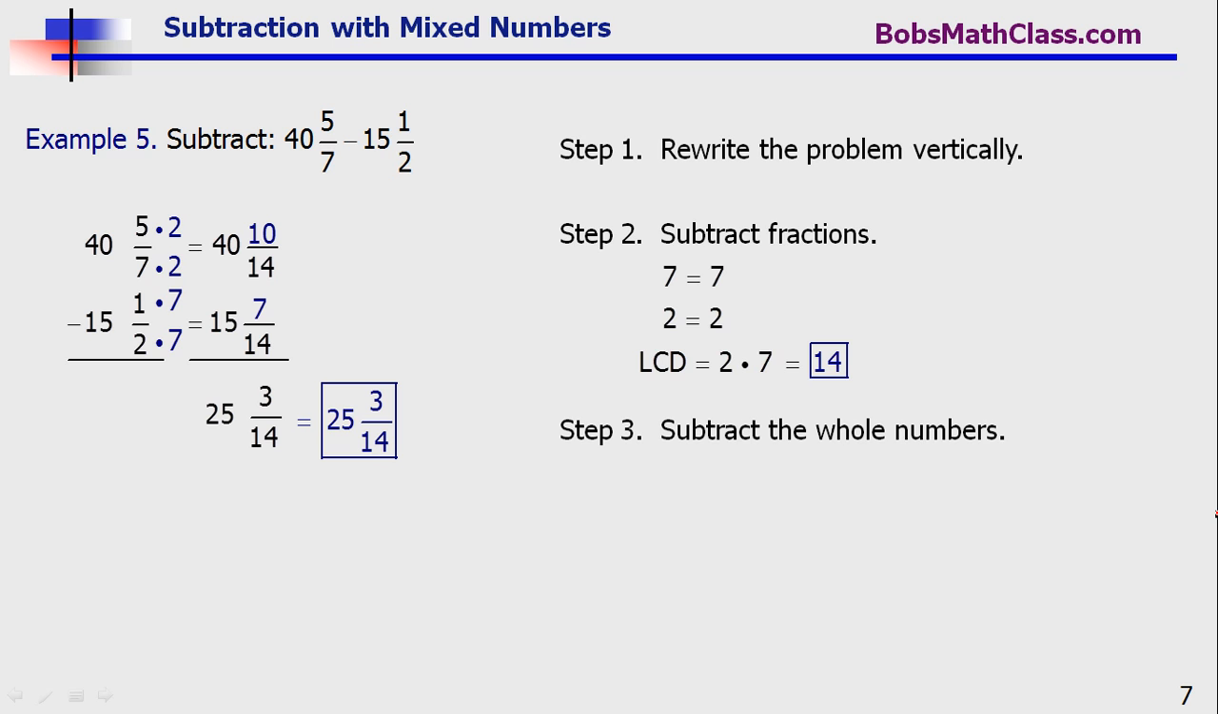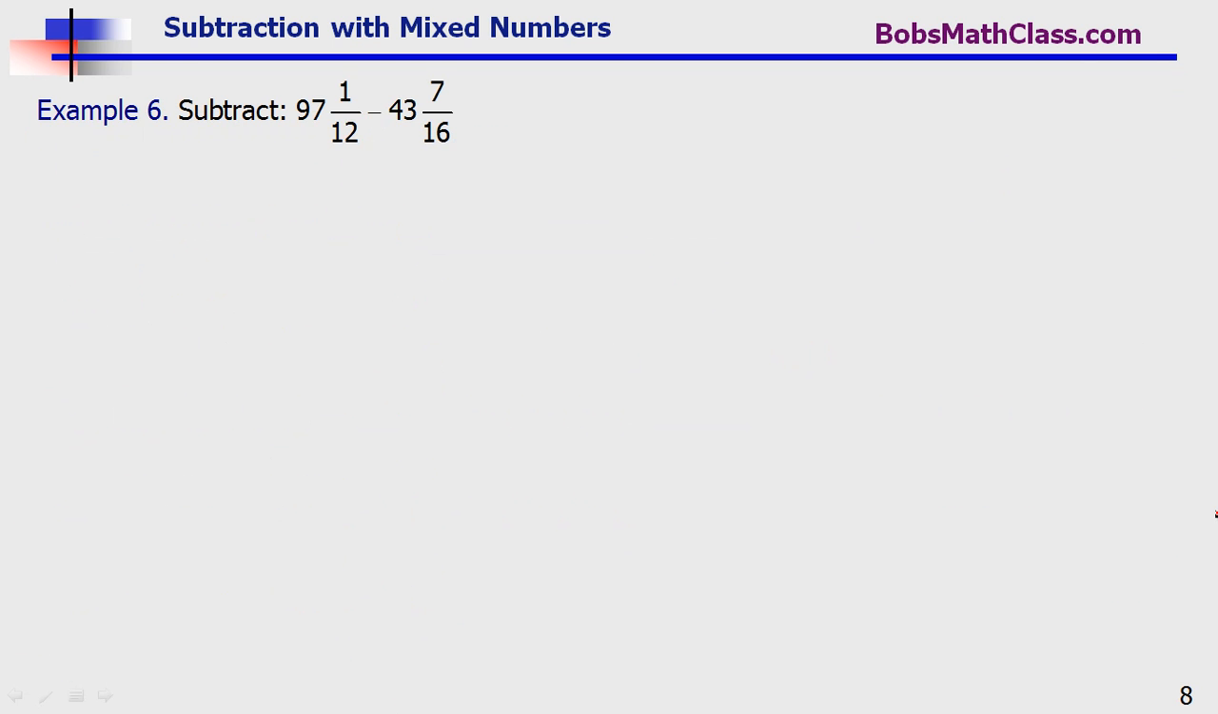Okay, let's do the next problem. 97 and 1/12 minus 43 and 7/16. You might want to pause. I think you could probably do this one on your own. This one looks like there's going to be some borrowing involved.